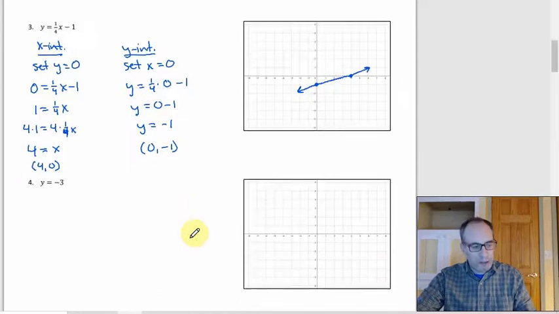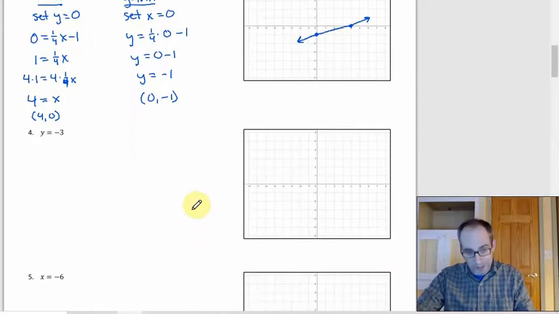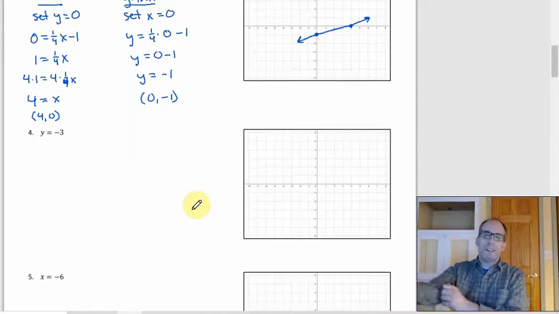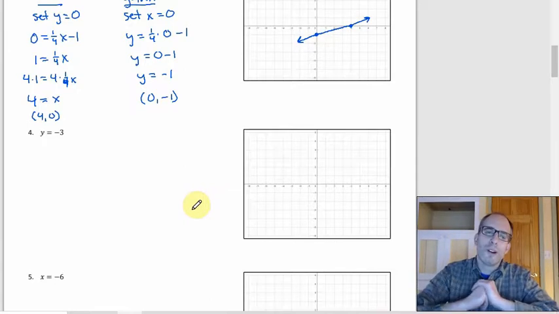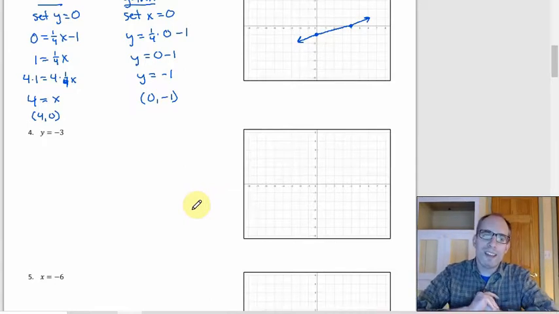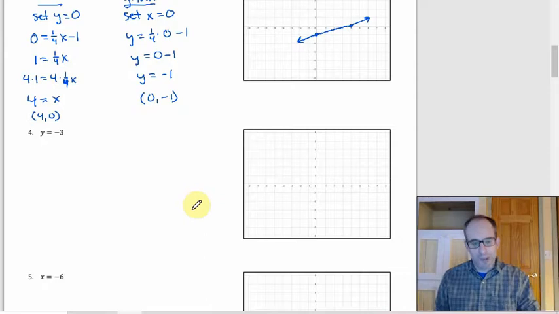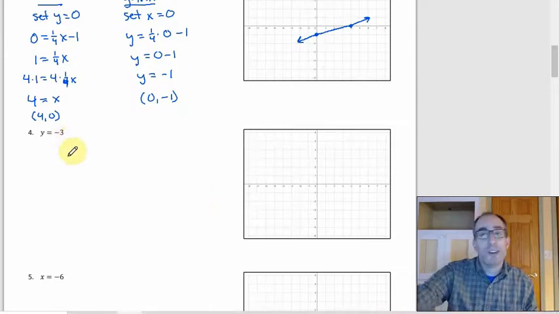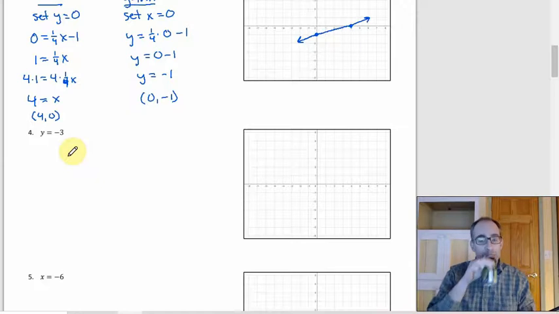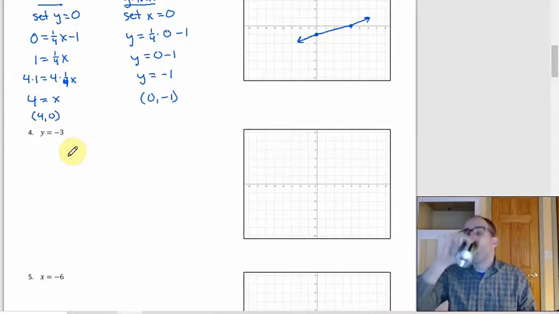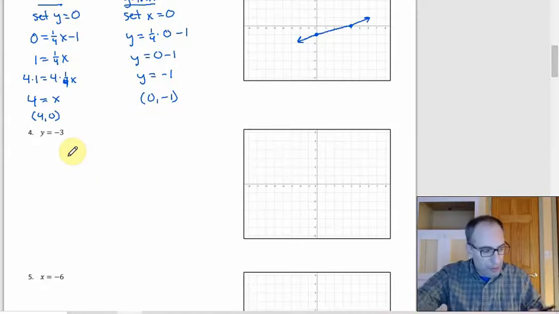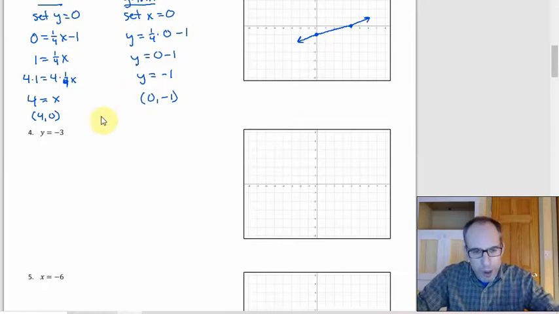Number 4 and number 5, these are the ones where we're going to do different stuff. Because, well, with 4, if you wanted to get the x-intercept, you're not going to be able to. Because this just says that y is always negative 3. So you're not going to be able to set y equal to 0. But you could get the y-intercept. So I guess we could do that.